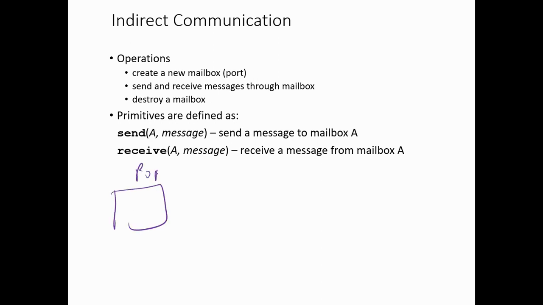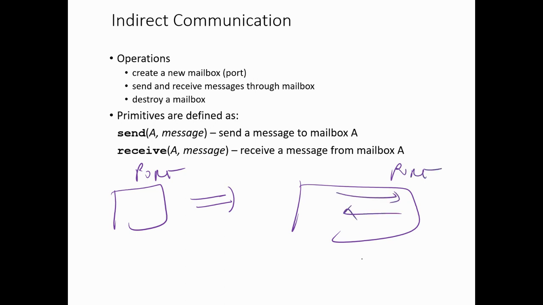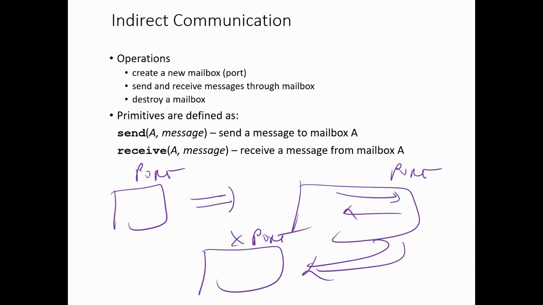So I'm going to create a port first. After creating the port, with the help of the port, I'm going to both send as well as receive the messages. Once sending and receiving the message has been done, I'm going to delete the port. Okay, and the primitives can be defined in such a way that send(A, message).